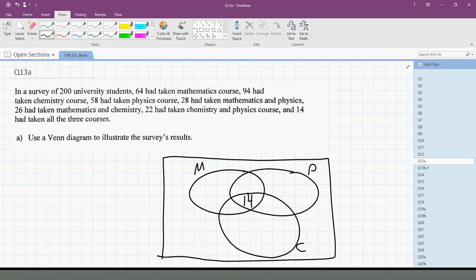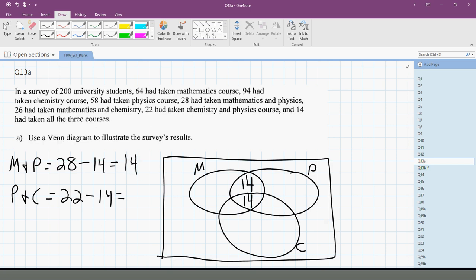Now we start working our way out. So let's talk about the math and the physics part. How many people took math and physics? 28. So math and physics, there were 28. However, you have already accounted for how many? 14. There we go. So we have to take that 14 out because you've already accounted for 14 of those 28. So how many really just took math and physics? 14. Okay. Well, let's talk about physics and chemistry. How many took physics and chemistry? 22 minus 14. Ah, there we go. Now you're working ahead of me. So physics and chemistry, you said there were 22, but we already had 14. So what was 22 minus 14 again? 8.